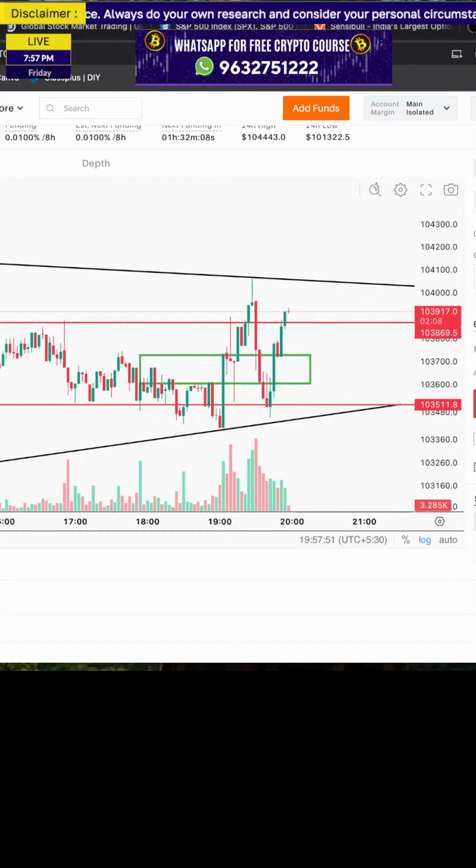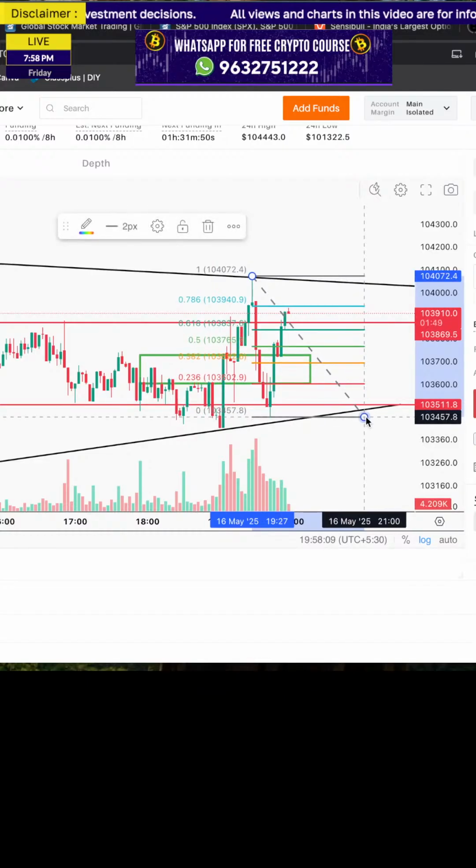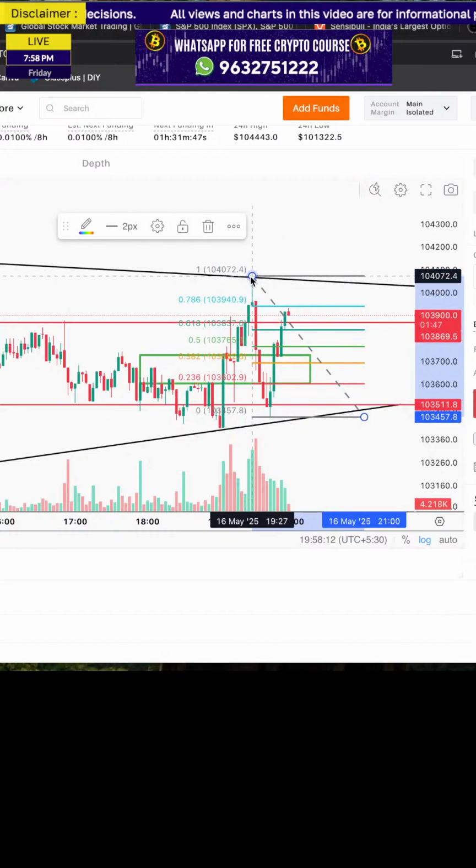Dow Jones slight breakout. S&P 500, again, it is at the resistance zone itself. Nothing. Nasdaq, it's at the lower level here. The 786 level is acting as a resistance.